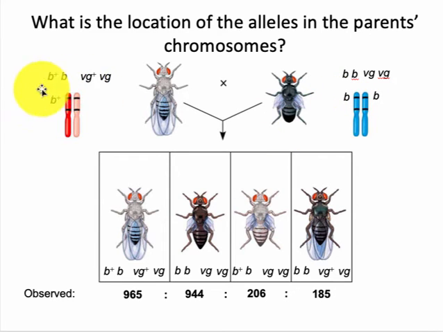This fly is heterozygous for the B gene. So one of its chromosomes is going to have the dominant allele and the homologous chromosome is going to have the recessive allele. For the VG gene, since this fly is homozygous, both chromosomes, both homologs, are going to have the vg allele. And for this fly, it could have either the VG plus or the vg. But how do we know if the VG plus goes here with the B plus or if the VG plus goes here with the recessive b?